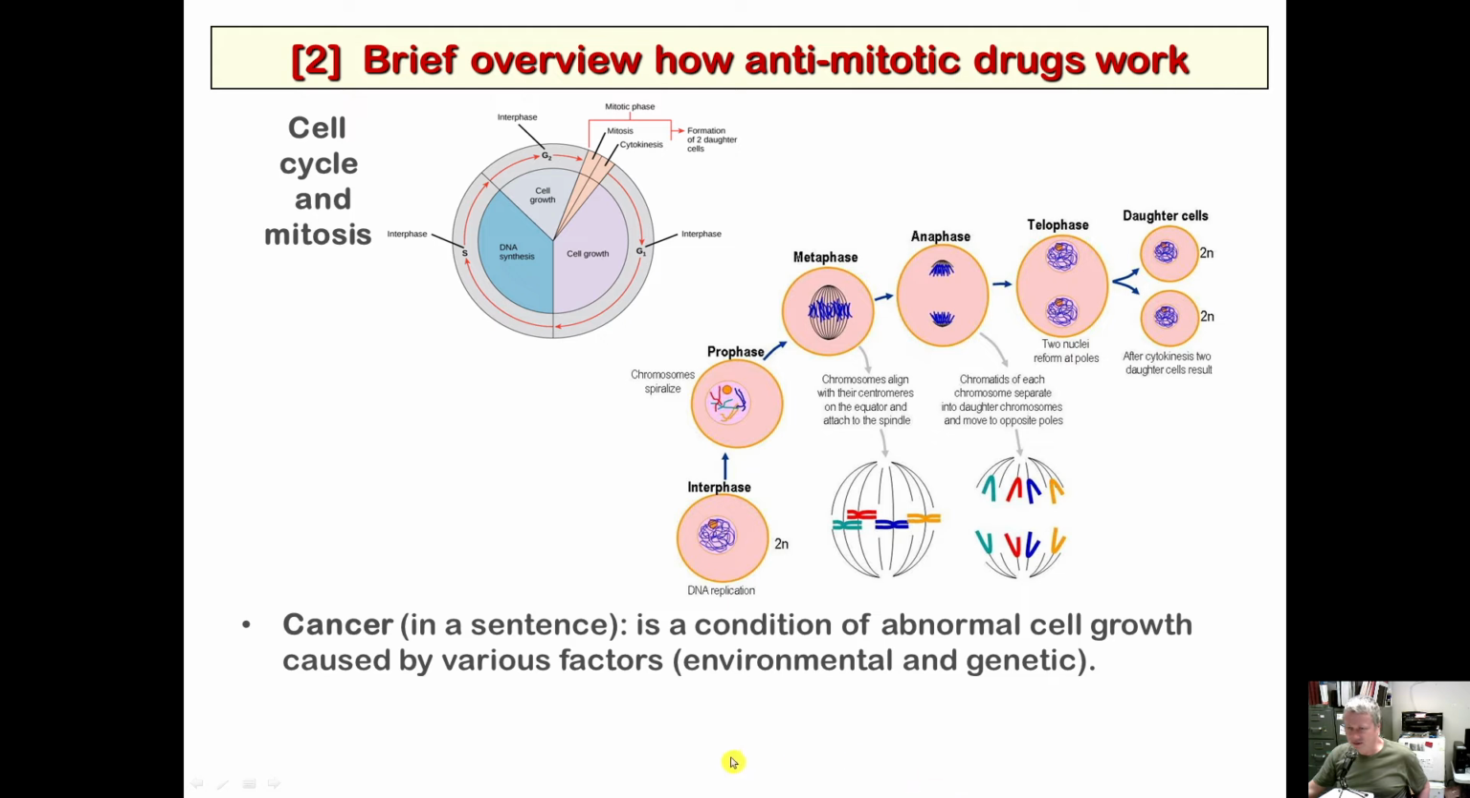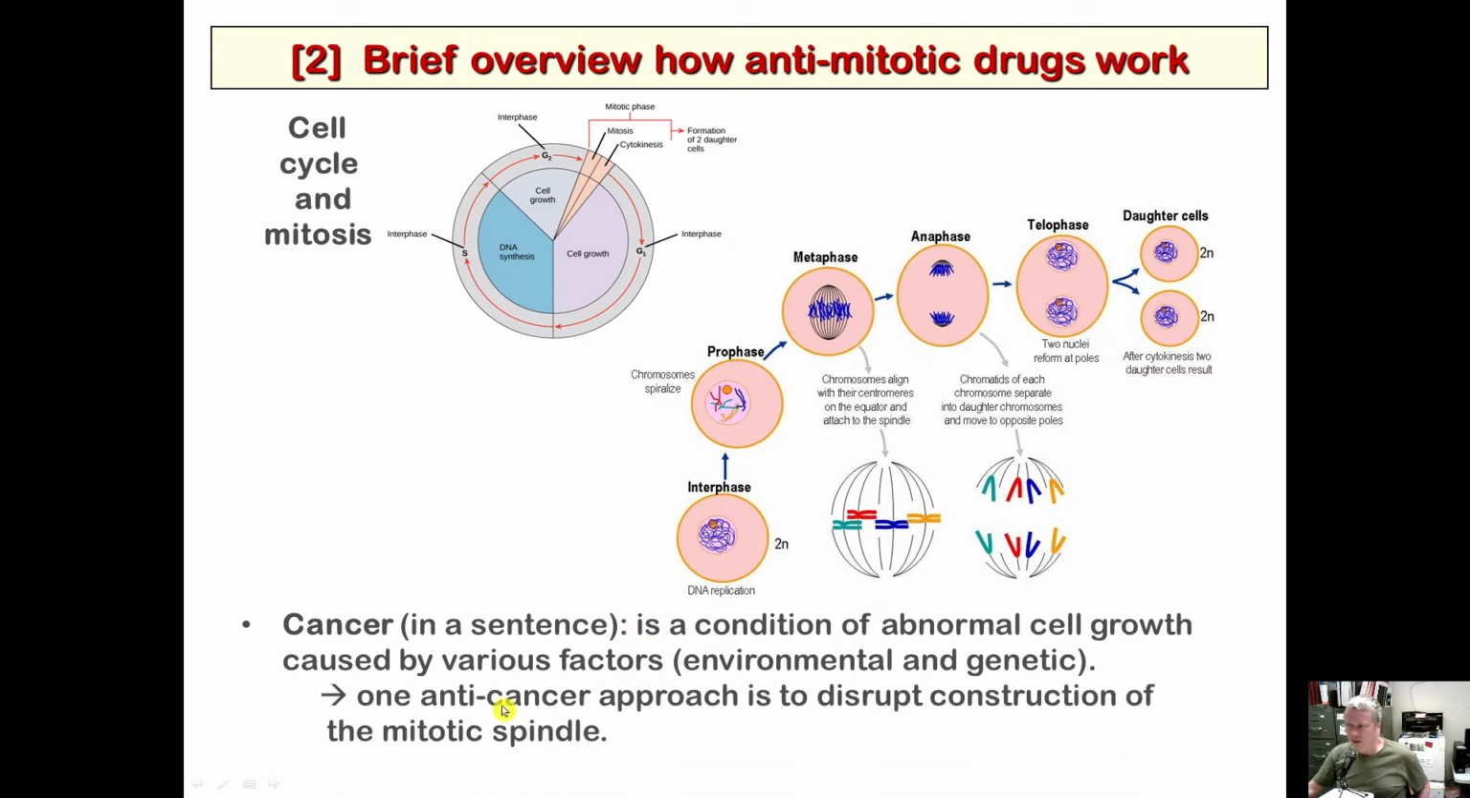Cancer, in a sentence, is a condition of abnormal cell growth caused by various factors, environmental and genetic. Of course, cancer is a huge thing, and you could take a whole course on cancer. But let's just leave it at that for now, and say that one anti-cancer approach is to disrupt the construction of the mitotic spindle. So if you can prevent this spindle from forming, if you have abnormal cell growth, you can block cancer and tumor growth.